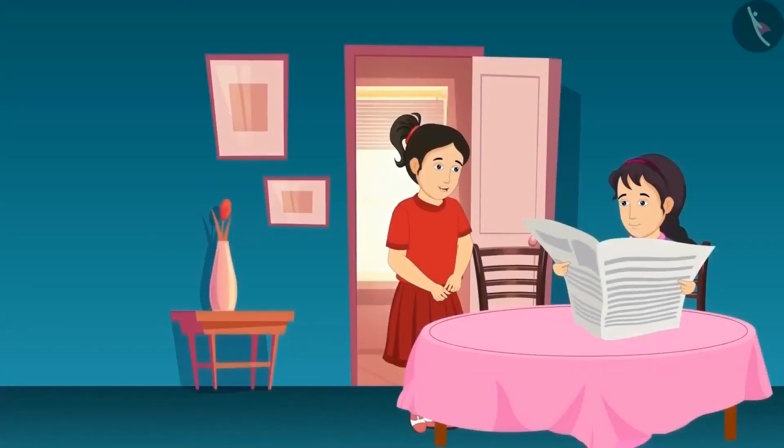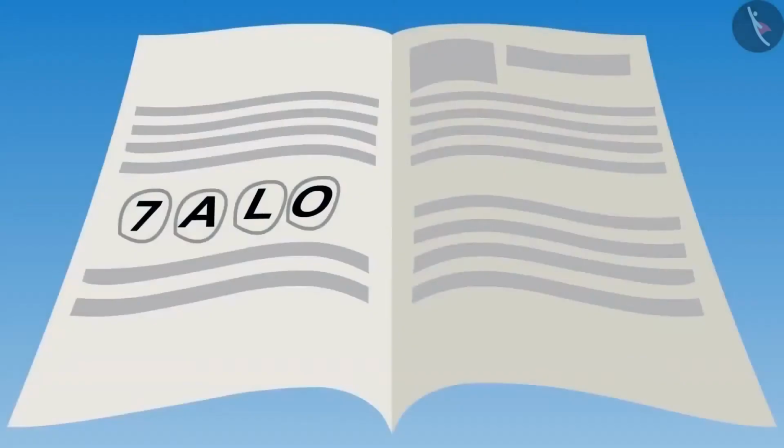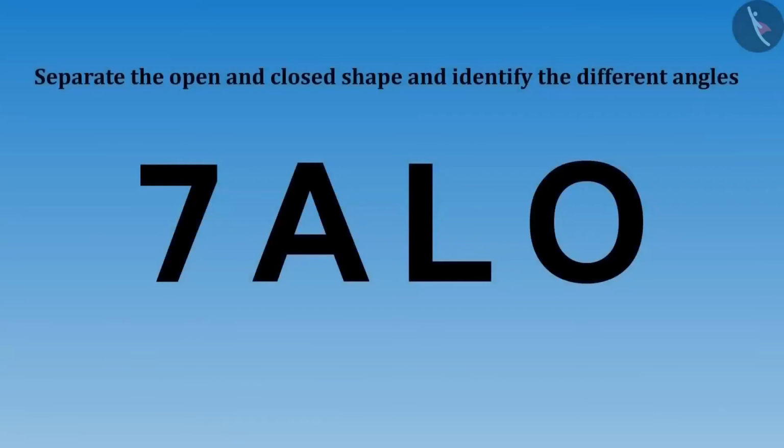Sister, what are you reading in the newspaper? Come on, let's play a new game. Meena got an idea of a new game after seeing the letters in the newspaper. She circled some alphabets and asked Riva, can you separate the open and closed shaped alphabets and identify the different angles in them? Yes, sister, why not?